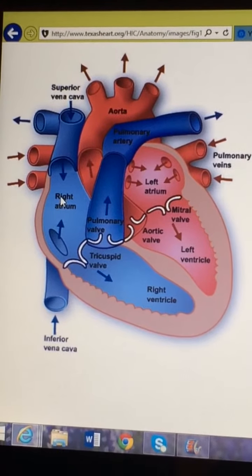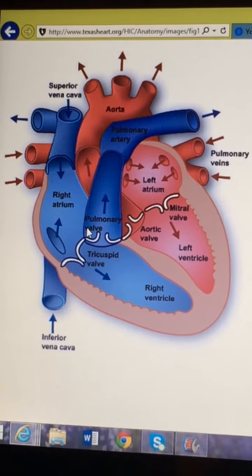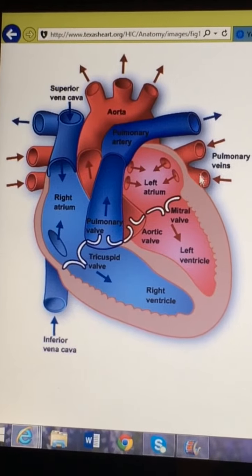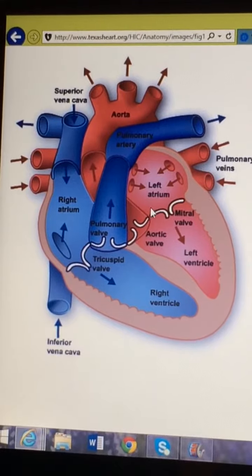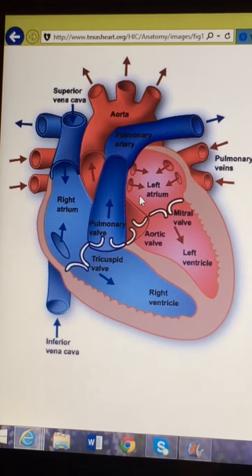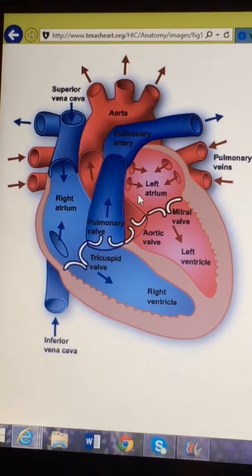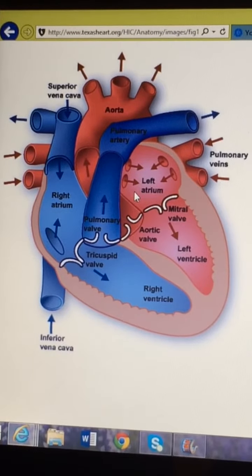The pulmonary vein is the vessel transporting oxygen-rich blood from the lungs to the left atrium. A common misconception is that all veins carry deoxygenated blood. It is more appropriate to classify veins as vessels carrying blood to the heart.